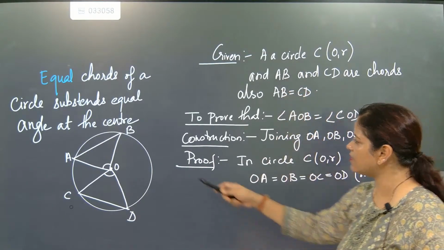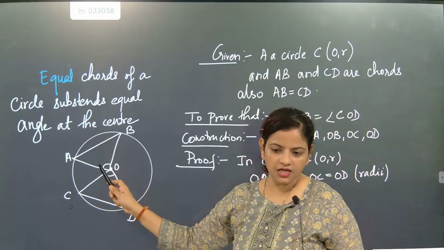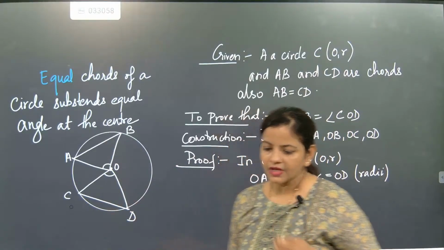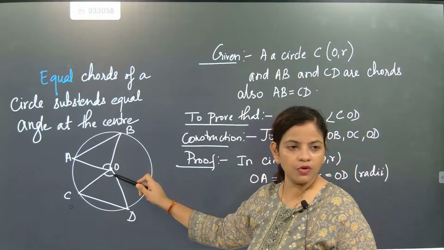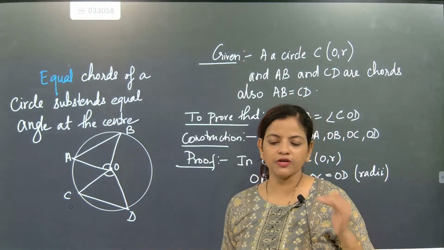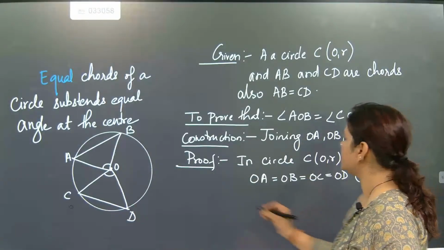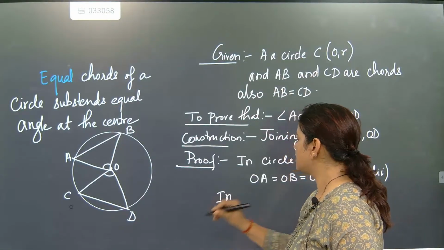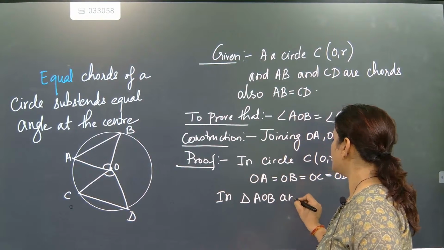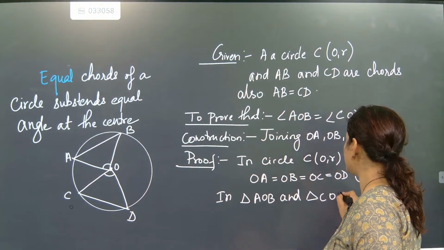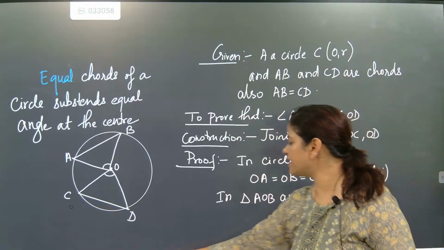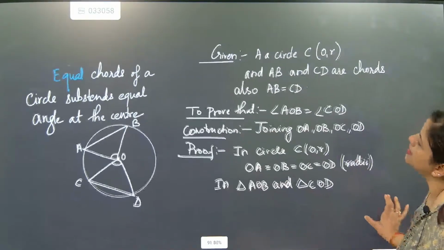In the given section, what have we written? This is a circle. And after that, this is written as center O, and these are all the radii, and AB and CD are chords. So now we are going to write in triangle AOB and triangle COD. So we have taken triangle AOB and triangle COD.